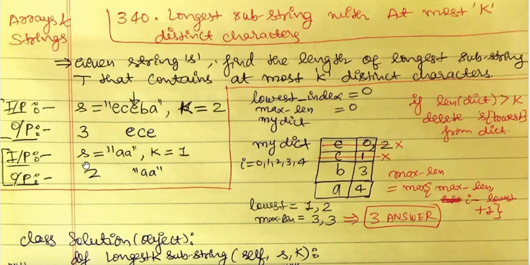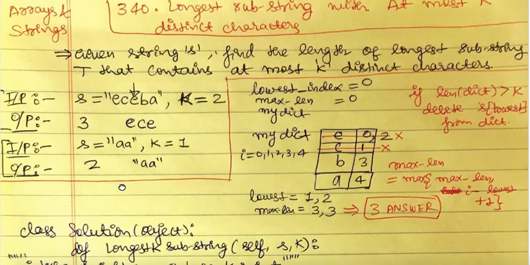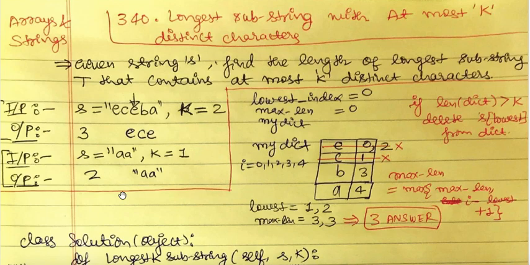For k equal to 1 and string equal to aa, the answer is 2 because a is repeated 2 times and it is just 1 character, and 2 is the answer. So you see the smaller inputs are easier to process mentally, but we have to write a general purpose program which will be able to process any input. So let's see how we do it.